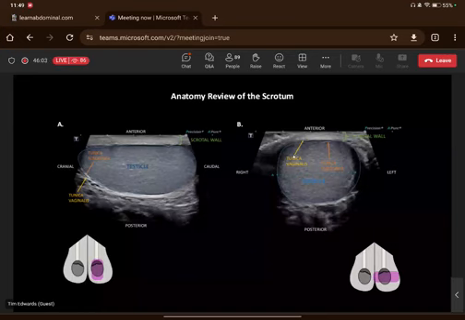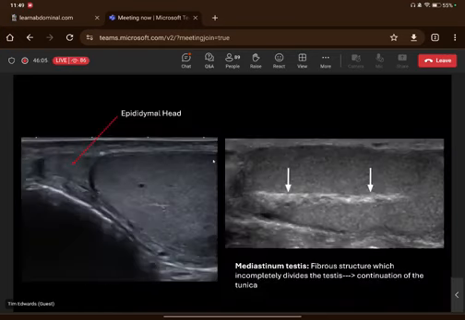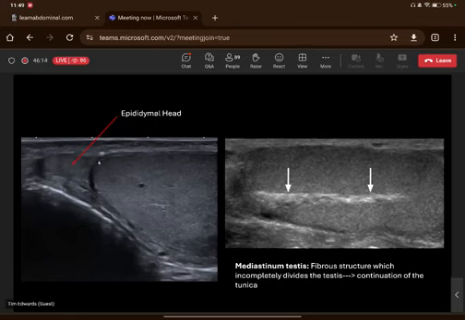transverse section through there. And then finally, two other things to be aware of on ultrasound. So we can see the testes, we can see the superior pole of the testes here, and this area just separate to the testes is the epididymal head. This seemed to come up quite frequently in practice questions.